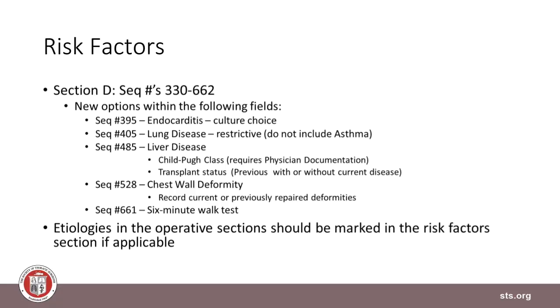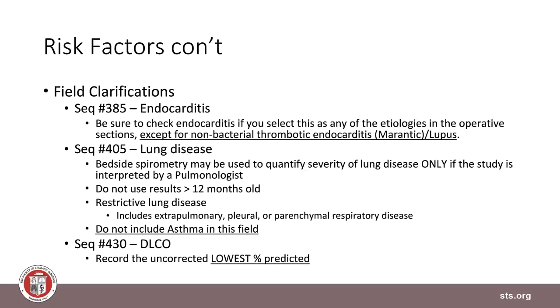A section for a 6-minute walk test was added to assess the patient's level of physical function prior to surgery. While abstracting for etiologies, especially if abstracting in real time, it is necessary to capture operative etiologies within the risk factor section. An example of this would be if a patient underwent a valve explant for endocarditis. Endocarditis should be captured in both the operative and the risk factor section.